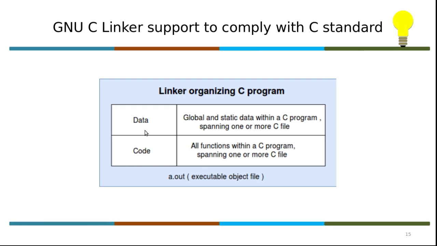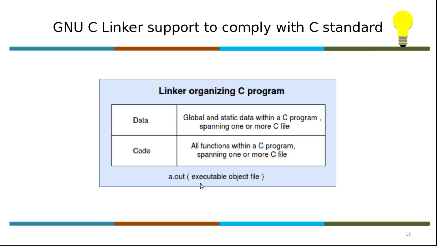Suppose I have two files to be part of a program, A.C and B.C. The compiler will generate A.O and B.O, and the linker's job is to combine the data sections to make one big data segment, right? This data segment will contain the global and static data within a C program spanning one or more files. When it combines the data sections of A.O and B.O, it will have the symbols defined in A.C and B.C, and finally generate A.out. So it's an executable object file, which can be executed.